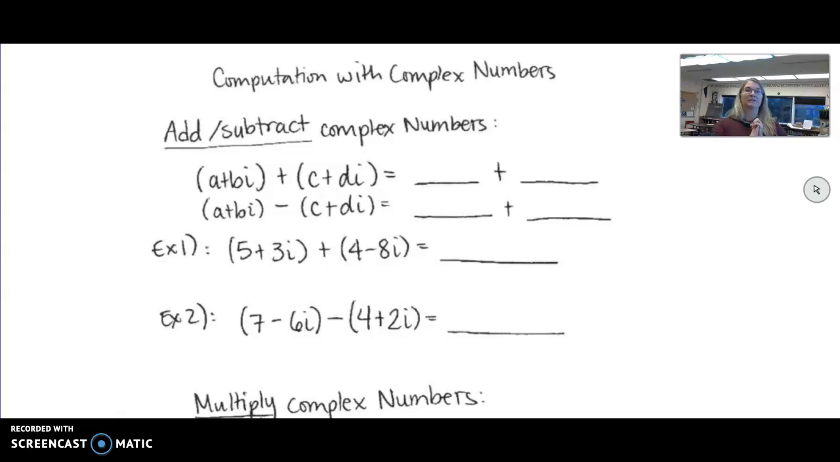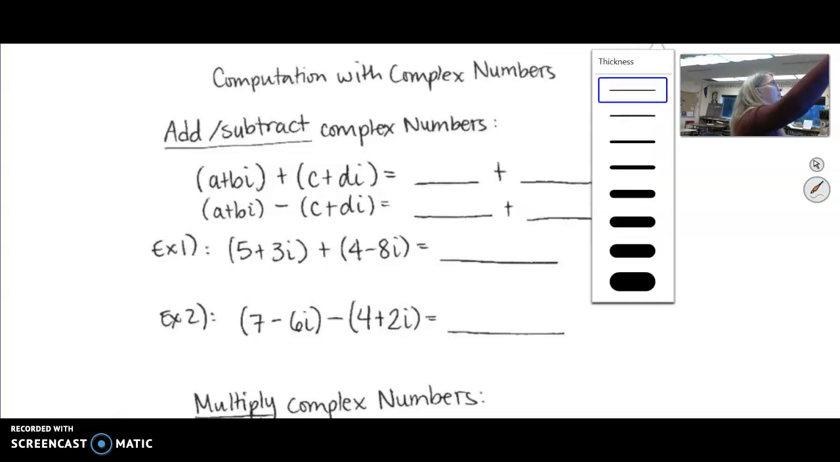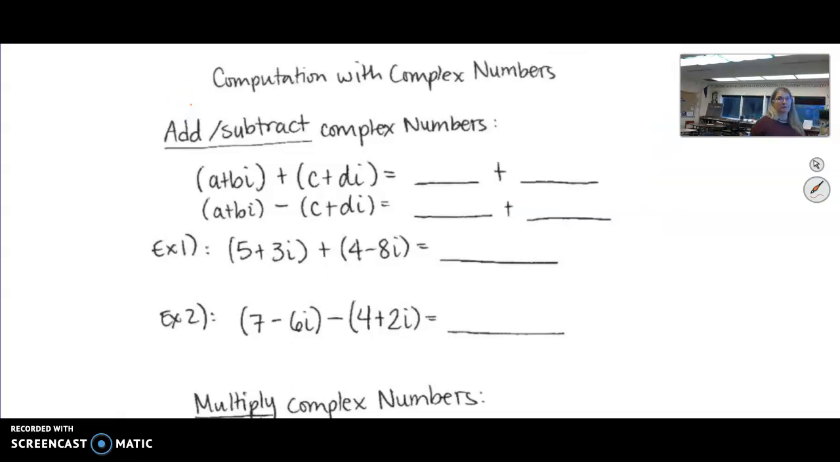All right, well, in this video, what we're going to be doing is some computation with complex numbers. This is part 2 of my complex numbers series. So computation, we can add and subtract complex numbers. That's where we're going to start.